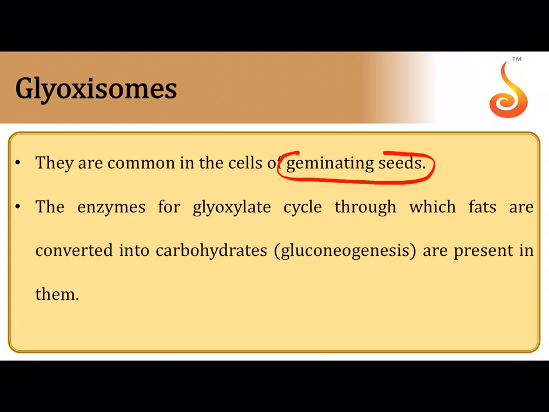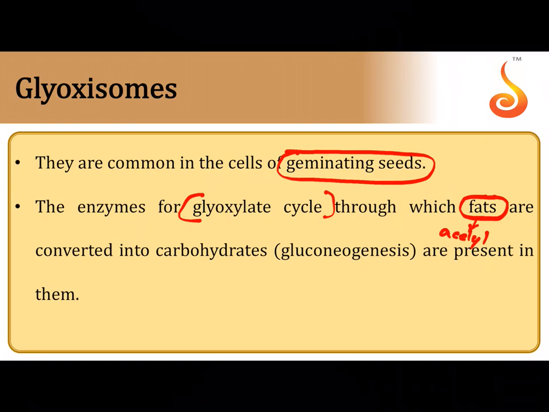Glyoxysomes are exclusively found in germinating seeds, and these glyoxysomes are microbodies which are small vesicles covered by unit membrane. They take part in a cycle that is referred to as the glyoxylate cycle, through which fats are converted. Now fats undergo a process called beta oxidation of fats, and in that you have acetyl coenzyme A, that is a byproduct. So a byproduct of fat breakdown is referred to as acetyl coenzyme A, and this acetyl coenzyme A, through a process called glyoxylate cycle, will help in the synthesis of glucose.